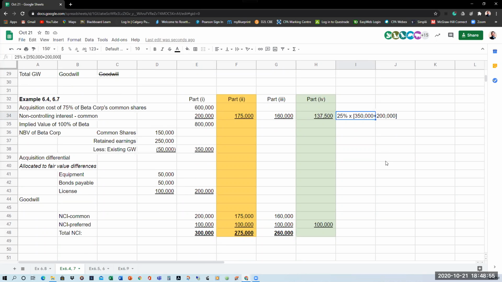All right, is that understood? The 137,500 is what I want you folks to understand first. You get how I got that? It's NCI's share of net book value of the subsidiary and fair value differences. When we calculate net book value, it is common shares plus retained earnings. If there is any existing goodwill, you got to minus that. So are we good with 137,500?